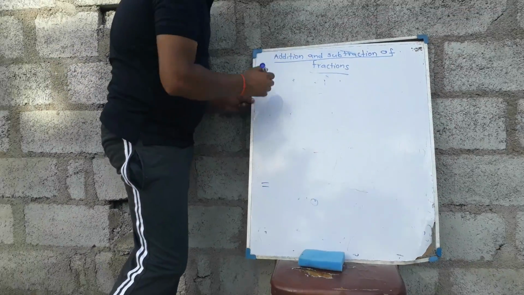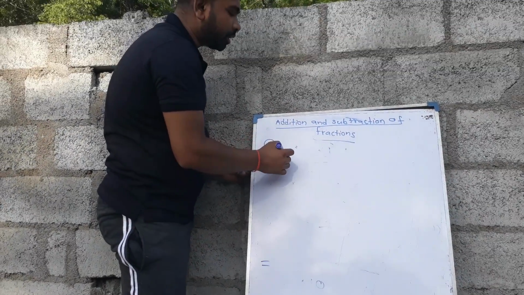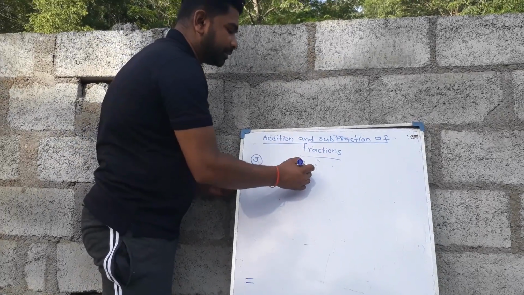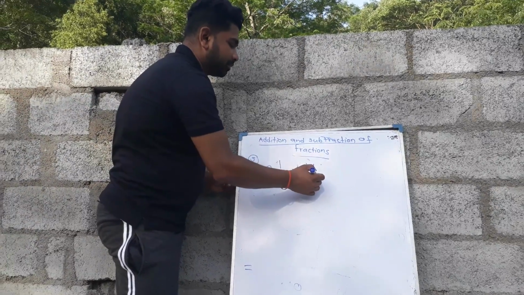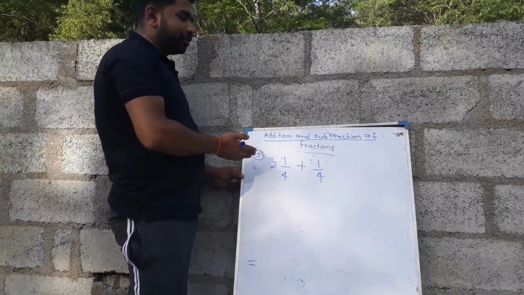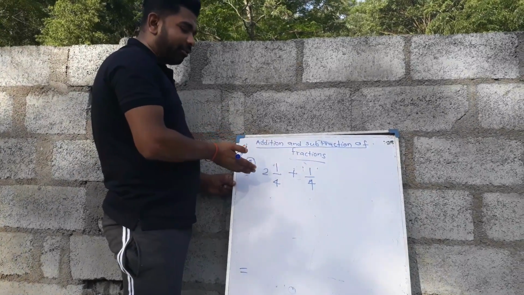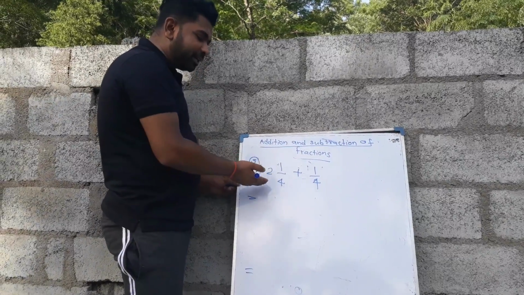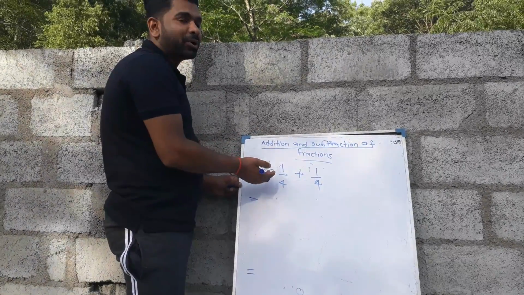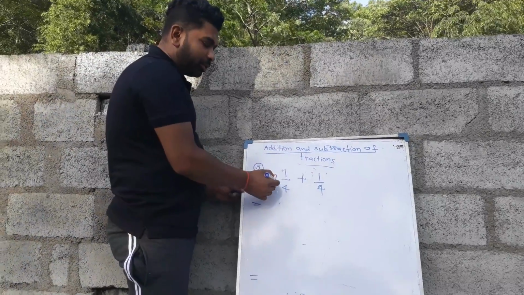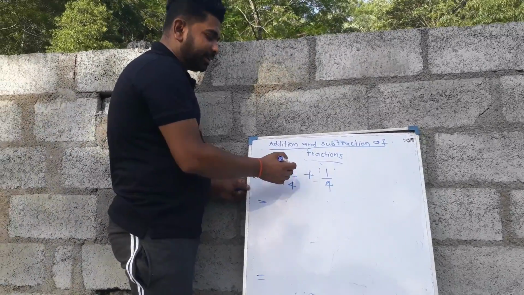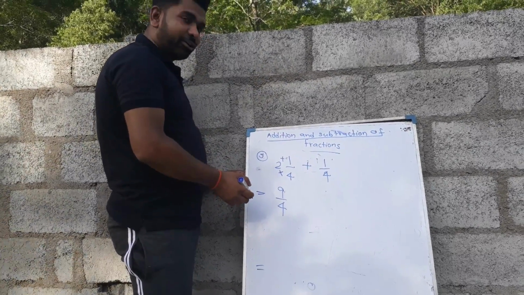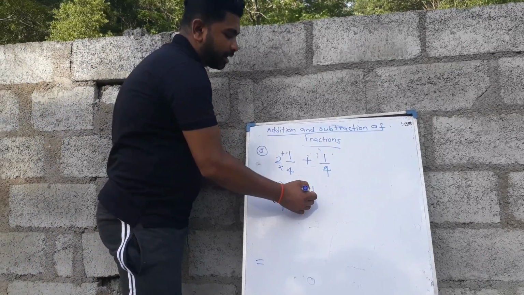Now think of this one: 2 and 1/4 plus 1/4. You are given a mixed number. First you convert this into an improper fraction. 4 into 2 is 8, 8 plus 1 is 9. So 9/4. Write this down.